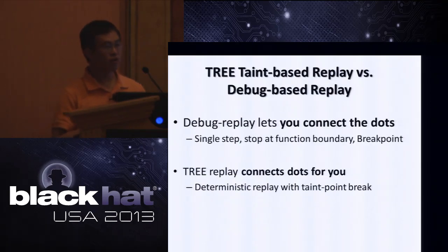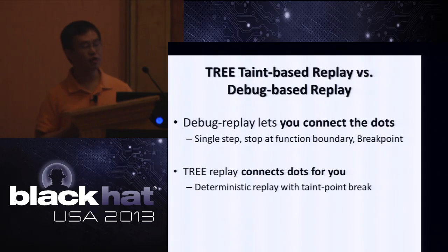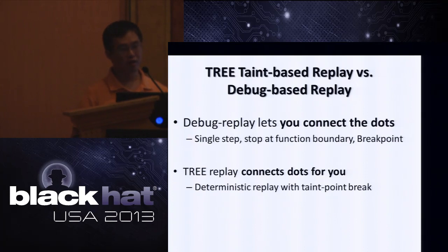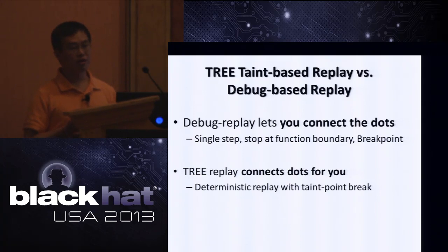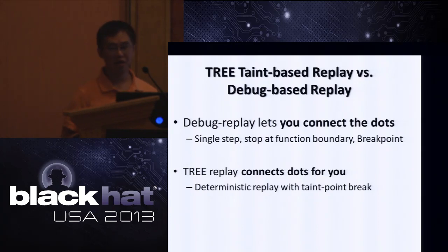People are familiar with debuggers, use debuggers every day, and might ask the question, say, why in some versions of debugger, say GDB 7, already incorporated record then replay in a debugger. So what's the difference between us here? I think in general, the high-level answer is this: debugger-based replay lets you connect the dots, and tree replay connects the dots for you.